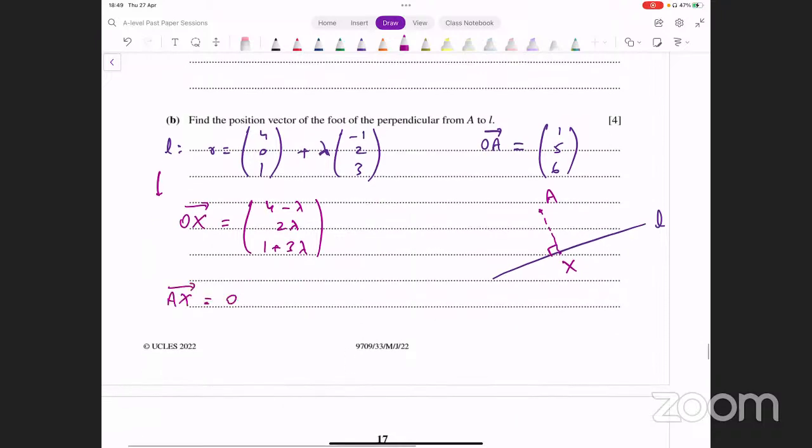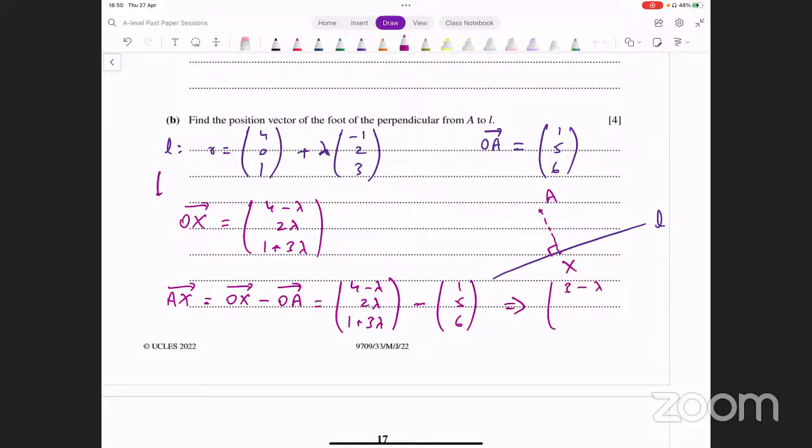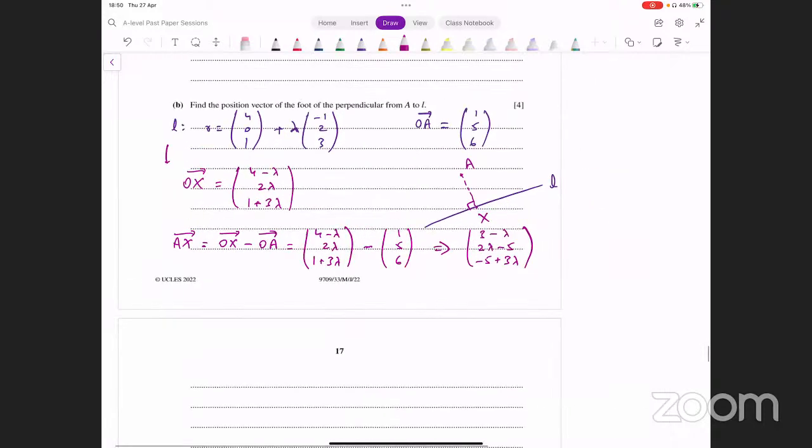AX vector is equal to OX minus OA. What's the vector OX? OX हमने ऊपर लिखा है अभी, that's 4 minus lambda, 2 lambda, 1 plus 3 lambda. We subtract from this OA, which is 1, 5, and 6. इससे हमें क्या मिलेगा? AX vector मिल जाएगा. ये क्या आता है? 4 minus 1 is 3, so that's 3 minus lambda, 2 lambda minus 5, and 1 minus 6 is minus 5, so that's minus 5 plus 3 lambda. This is the vector AX. ठीक है, हमारे पास AX vector आ गया.